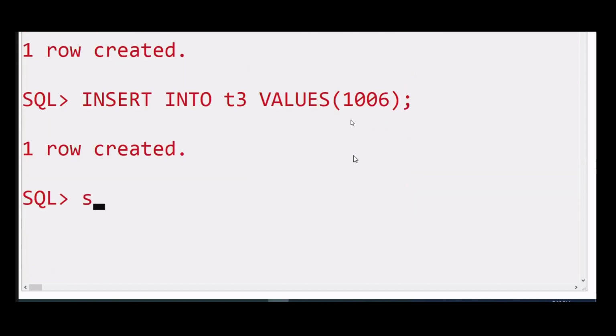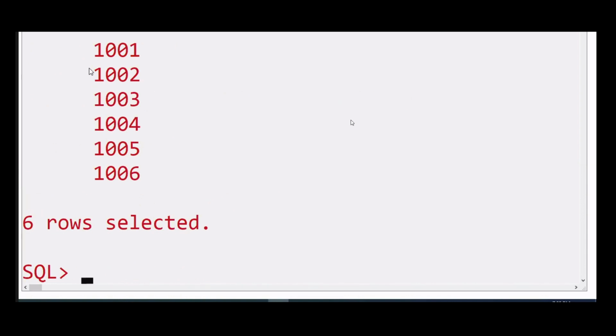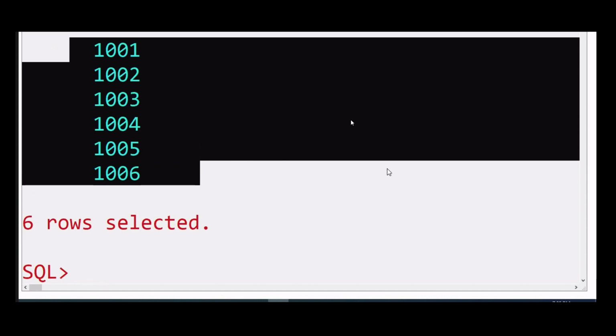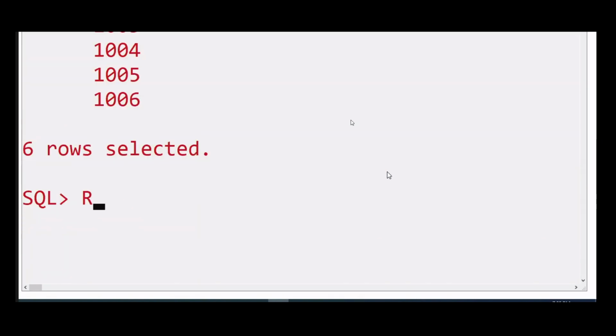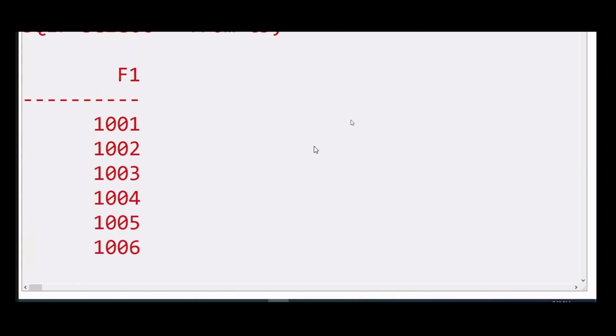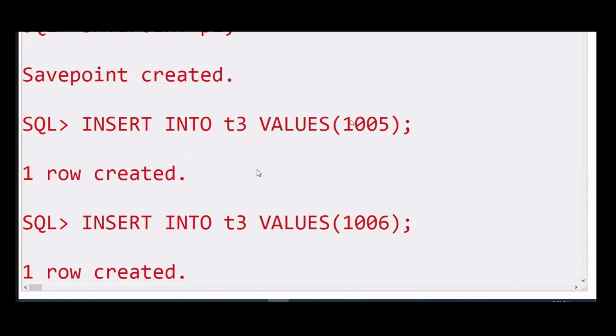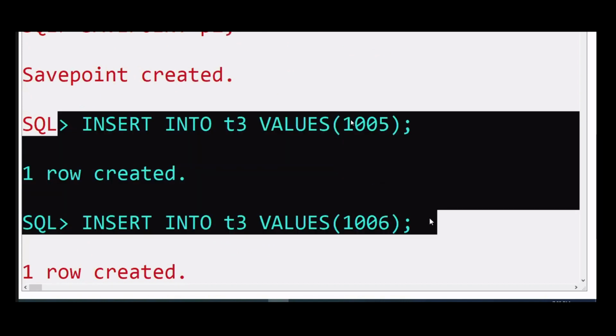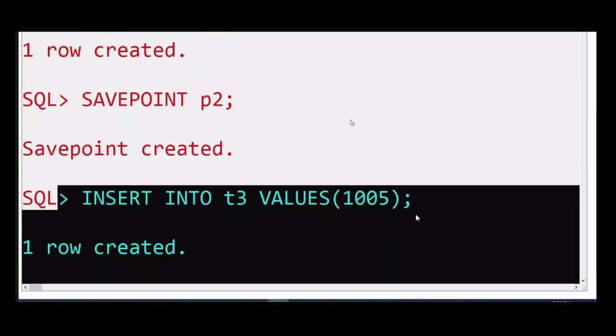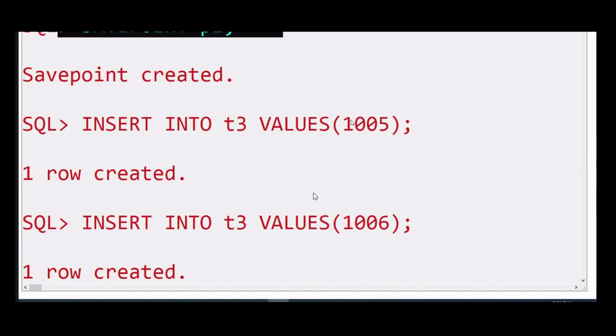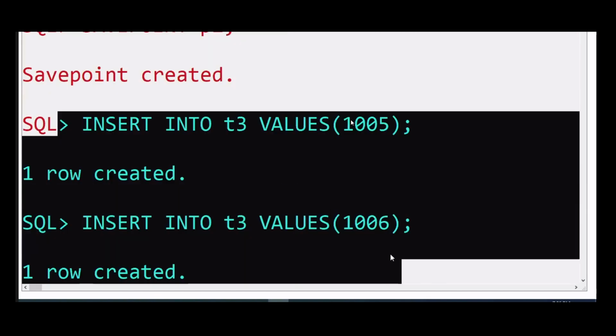Open and see the table data. Select star from T3. In the T3 table, as of now, how many records are there? 6 records. All these 6 records are stored in the instance only. Data is not committed. Now, if I write rollback here, how many actions will be cancelled? All 6 uncommitted actions will be cancelled. But my requirement is I want to cancel these 2 actions only. So up to which point do I want to cancel now? To P2 point.